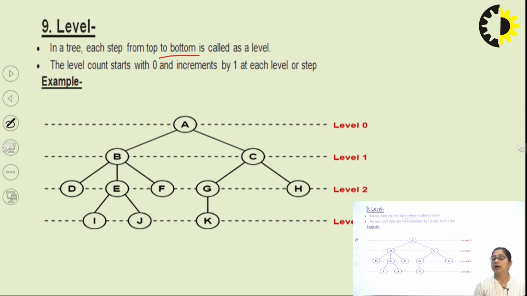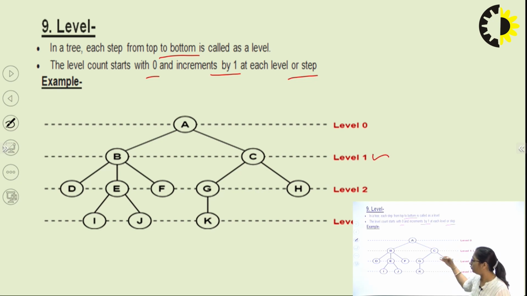So the level count starts with 0 and increments by 1 at each level or step. For example, here the root node is level 0, because this is where the tree originates. This A has two children, B and C, at the same level. So this is level 1.